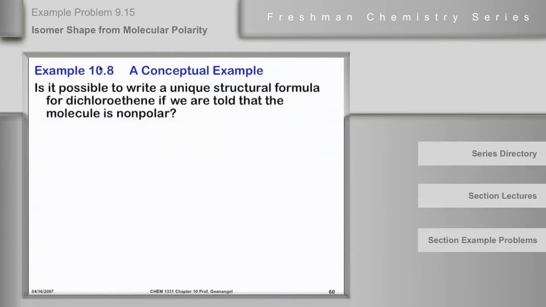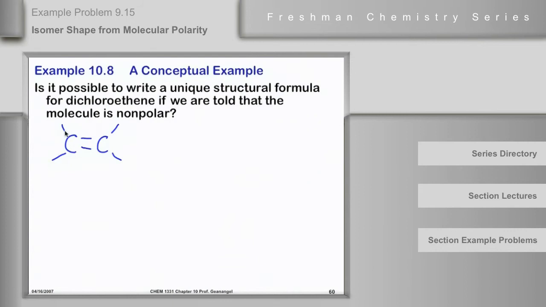Is it possible to write a unique structural formula for dichloroethene if we are told that the molecule is non-polar? Dichloroethene has three different possibilities that I can think of as regards the possible structure. Okay, so ethene has two carbons connected by a double bond. We learned that earlier.